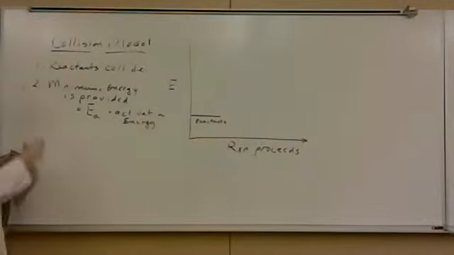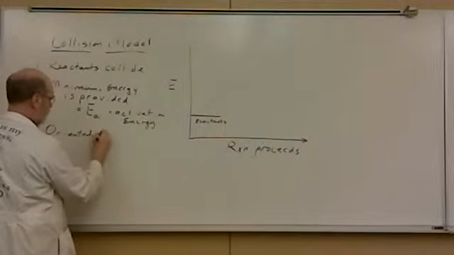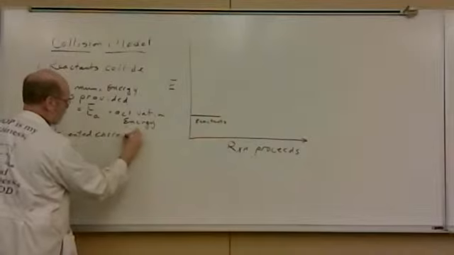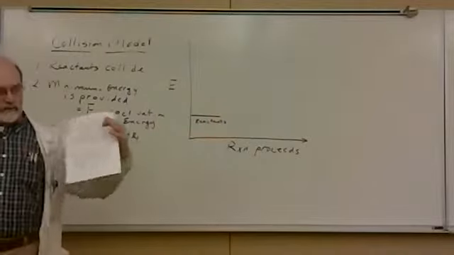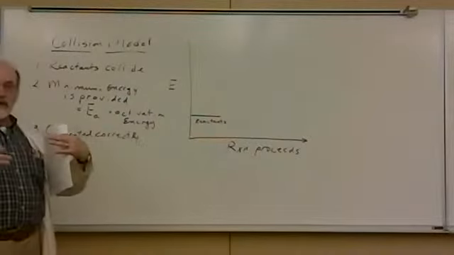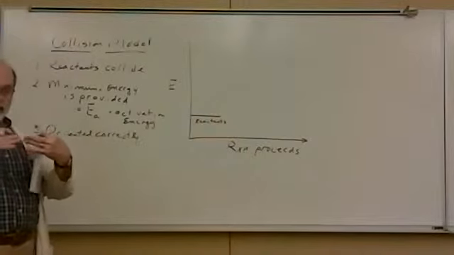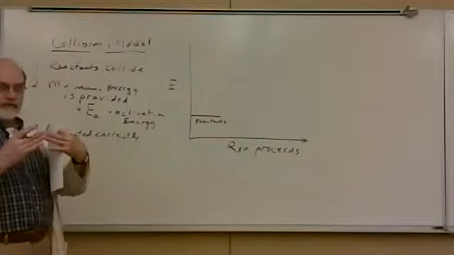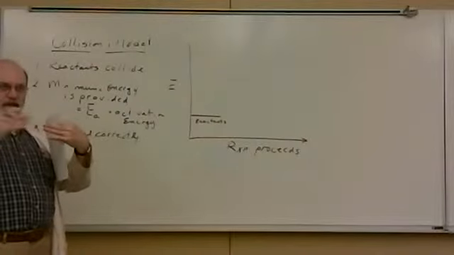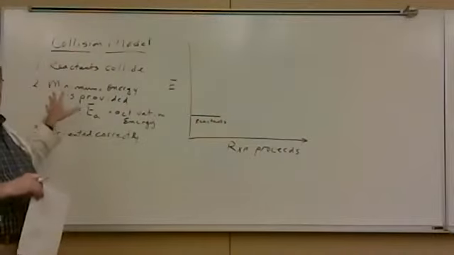Okay? So they got to collide, got to have enough energy, and thirdly, they have to be oriented correctly. If, say, two molecules collide with sufficient energy, but the reaction centers, the parts of the molecules that need to react in order to break bonds and form bonds, are not oriented correctly, they won't react. In other words, if they're supposed to be head-to-head, but they collide head-to-butt, no reaction. Okay, so those are the three conditions of the collision model.